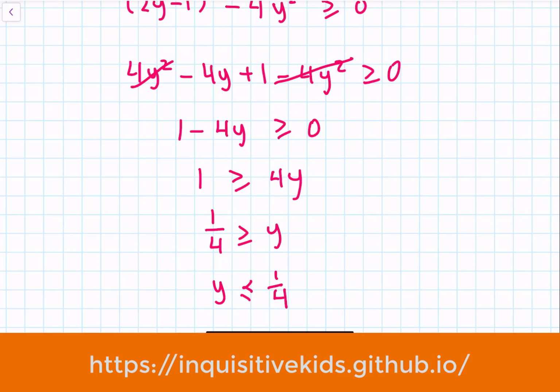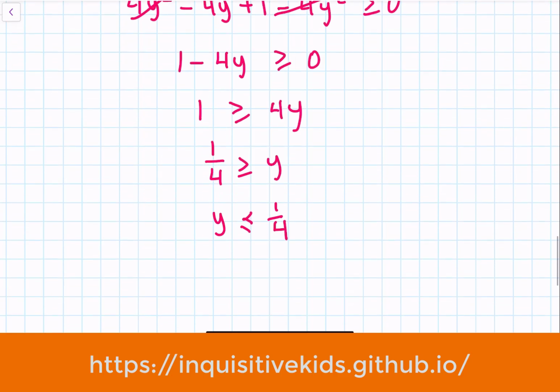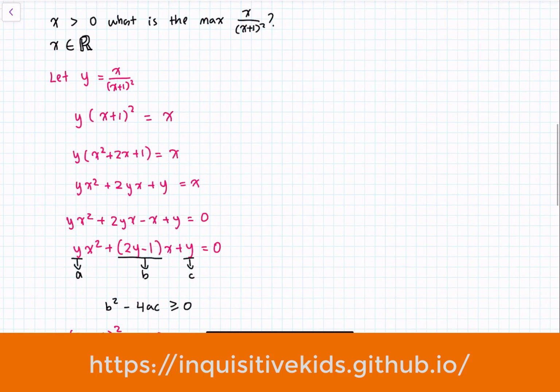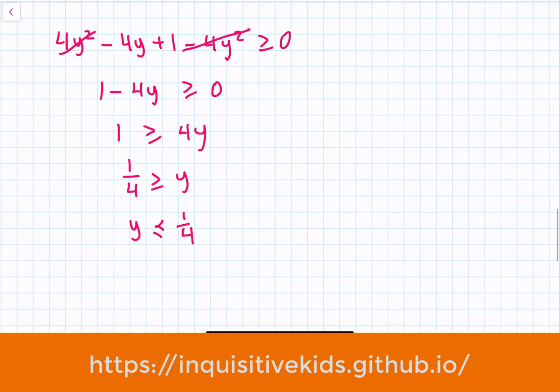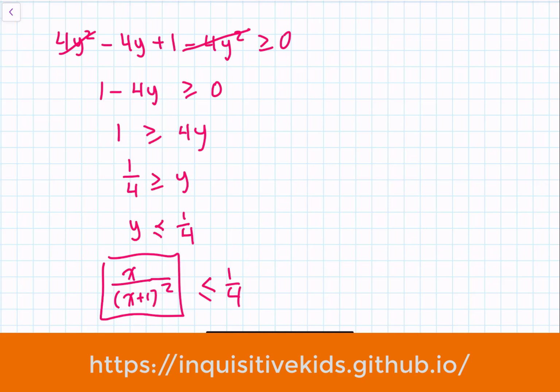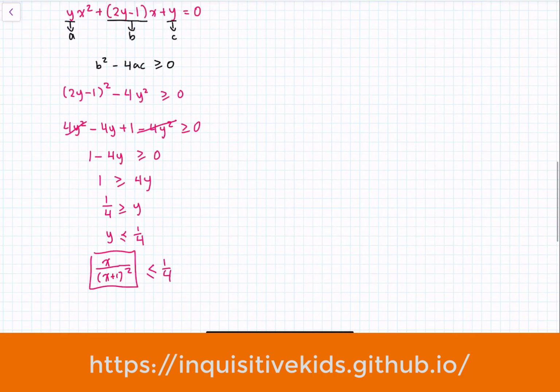And what does y equal again? In the very beginning, we let y equal x over (x plus 1) squared. So then x over (x plus 1) squared is less than or equal to 1/4. This means that the greatest value this can be is 1/4. So our answer, again, is the same thing as our previous solution: 1/4.